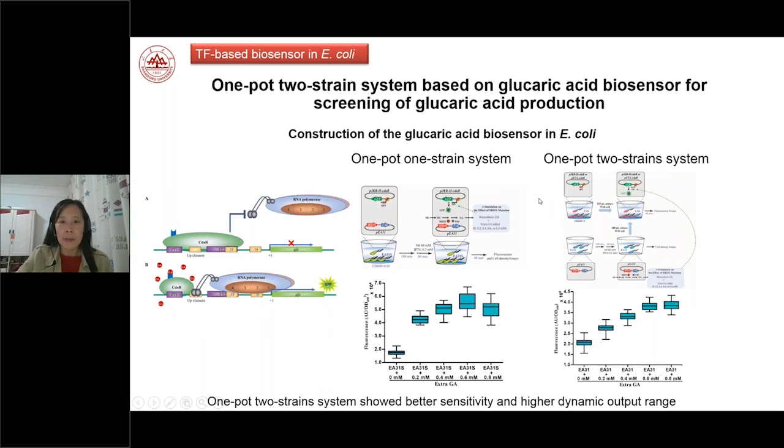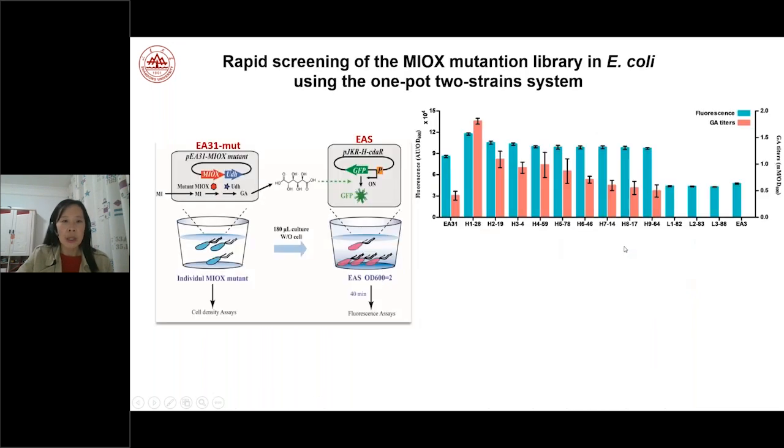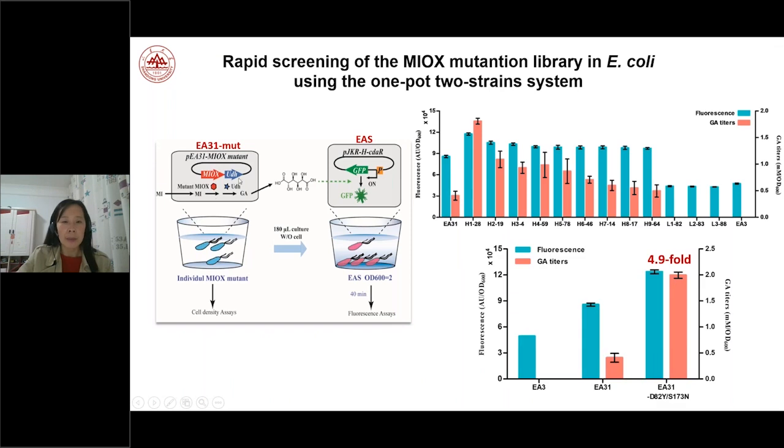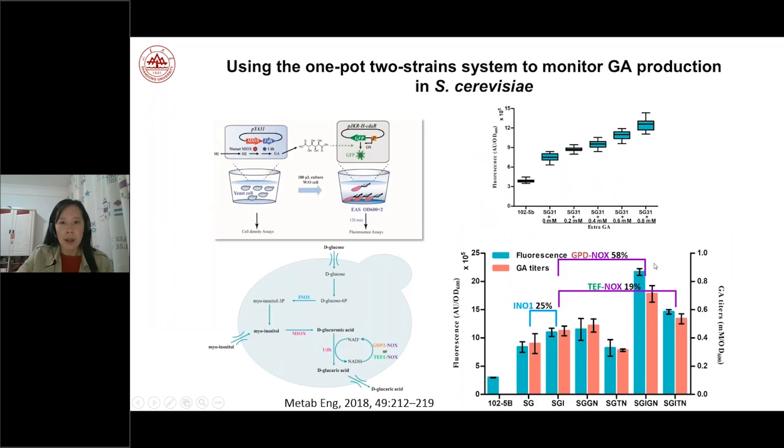Using this one-pot, two-strain system, we can screen the mutation library of the key enzyme in the metabolic pathway. And we also constructed several yeast strains which can produce various titers of glucuronic acid. And we see a very good correlation between the fluorescence and the glucuronic acid titer. So in this case, even though we cannot transfer this biosensor into the yeast system, we can still use the sensors built in E. coli to screen the yeast strain.